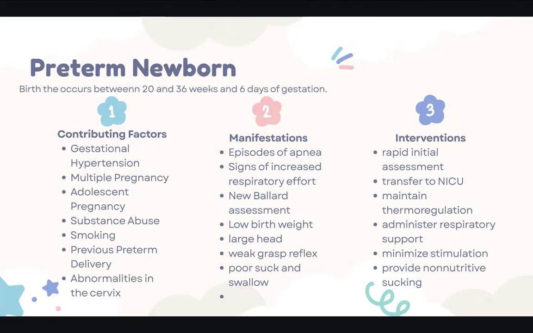Interventions are going to include making sure that we do a rapid assessment, especially on their respiratory status. Make sure, like, hey, mom got their betamethasone or their dexamethasone. How are they breathing? Are they going to need to go to the NICU? They're going to be smaller, so they're going to lose heat a lot faster, so we have to maintain thermoregulation. We're going to give them non-nutritive sucking, and we're going to minimize stimulation, as well as make sure that, like I already kind of touched on, we really, really monitor their respiratory effort and provide respiratory support if it's needed.